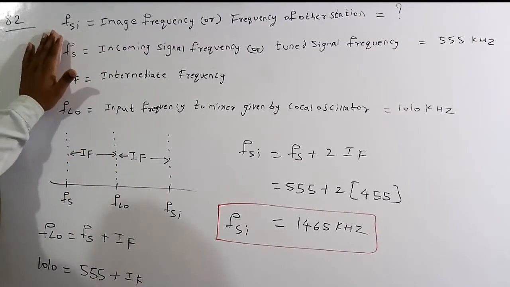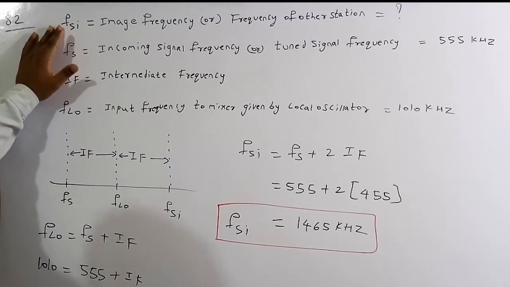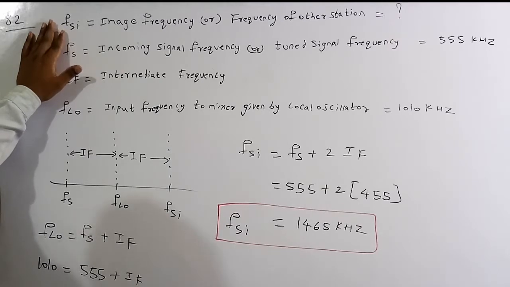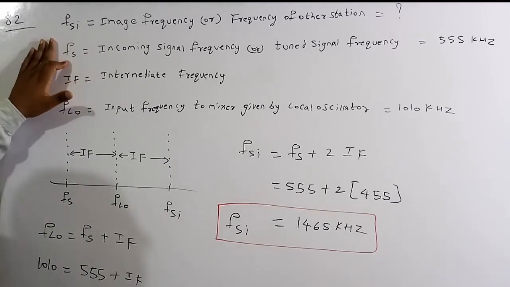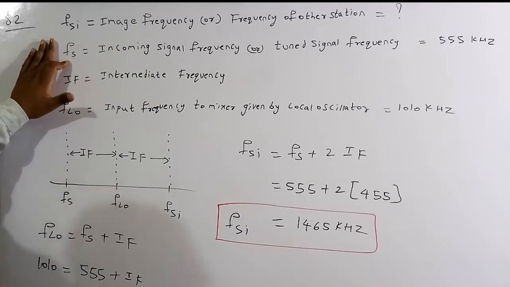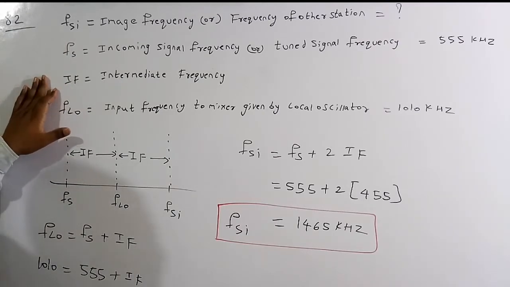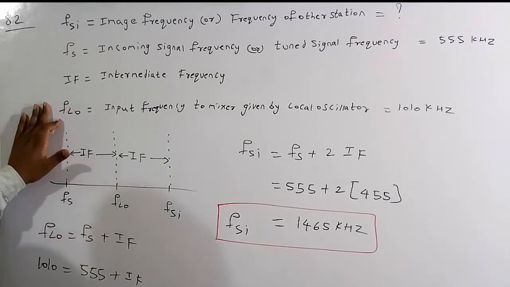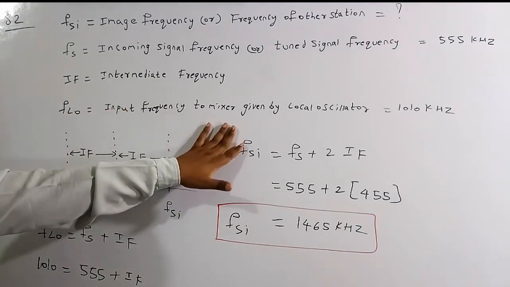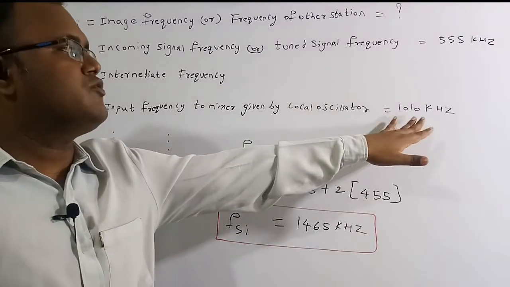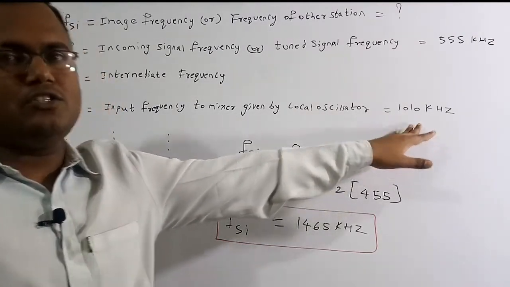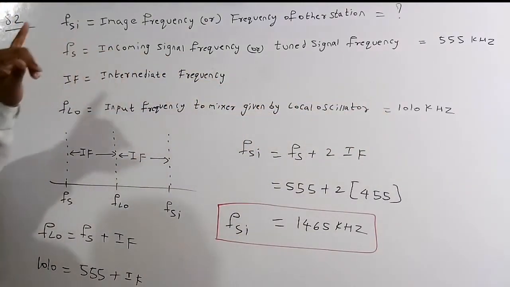So let's solve this numerical. In the question, FSI is called the image signal frequency, or also the frequency of the other station. This is what we must figure out. Fs is called the incoming signal frequency or the tuned signal frequency, and its value is 555 kilohertz. IF is the intermediate frequency, and FLO is the local oscillator frequency, also called the input frequency to the mixer, which is given by the local oscillator, and its value is 1010 kilohertz. From this data we need to find FSI.